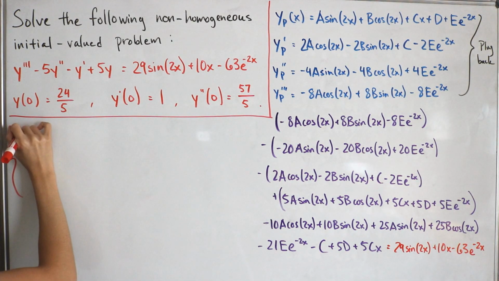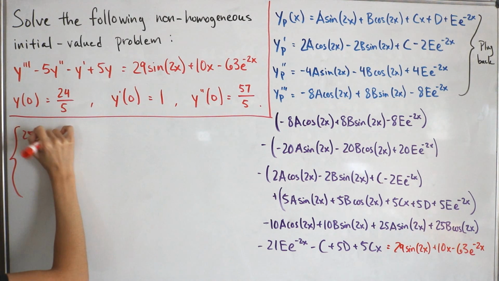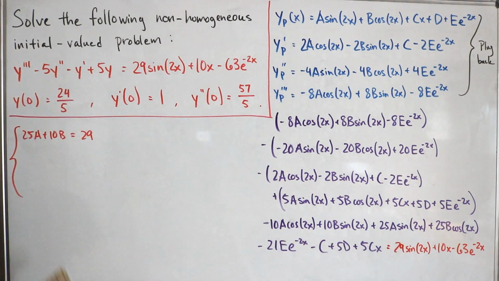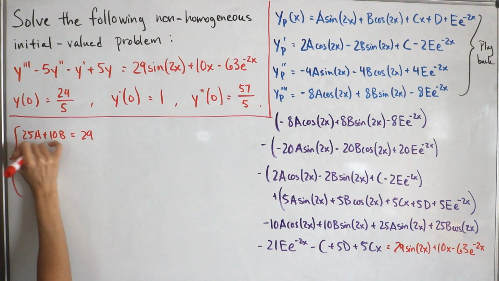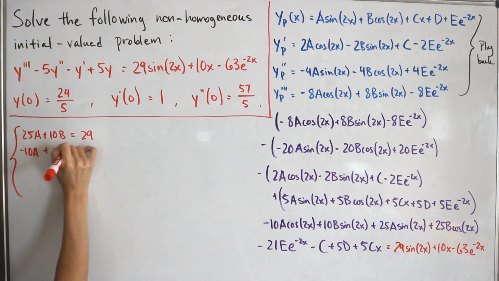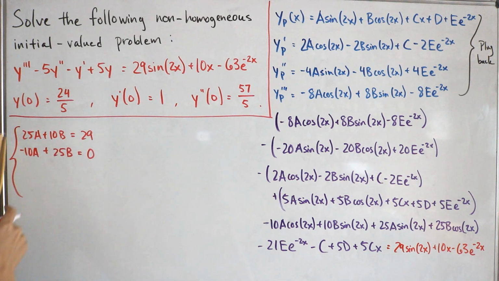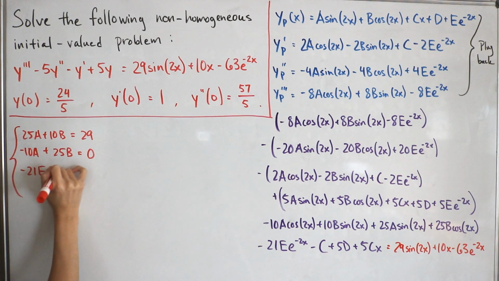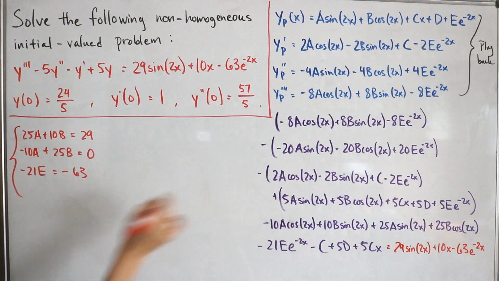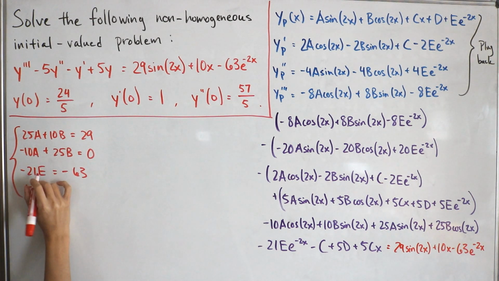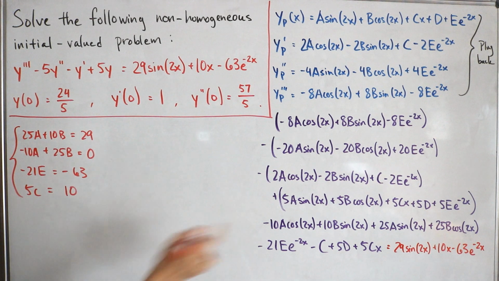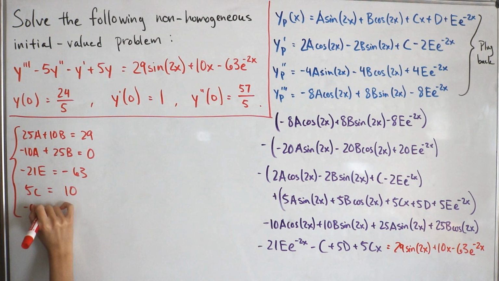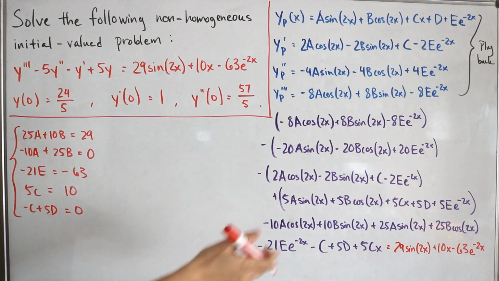So for one, we have 25a, add this with 10b, is equal to 29. That's just everything from the sine of 2x. Next I have negative 10a, add this with 25b, set this equal to 0. There's nothing for the cosine of 2x, so that actually makes things a little bit easier. Another one is negative 21 times E equals negative 63 from that exponential. Next I have 5 times c set equal to 10, that's just the linear function for 10x. And then one more, I have negative c plus 5d is equal to 0, so no constants on the right-hand side.